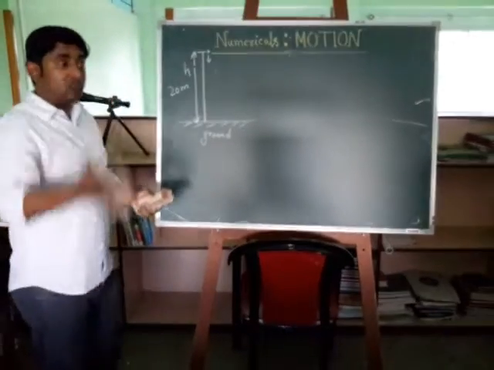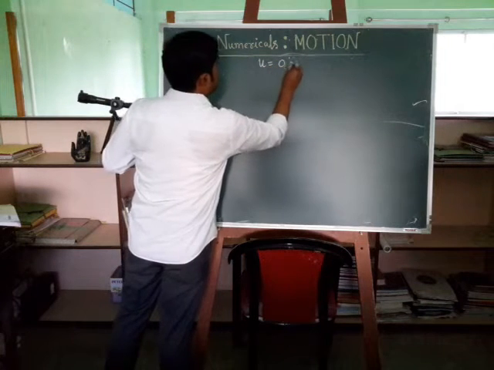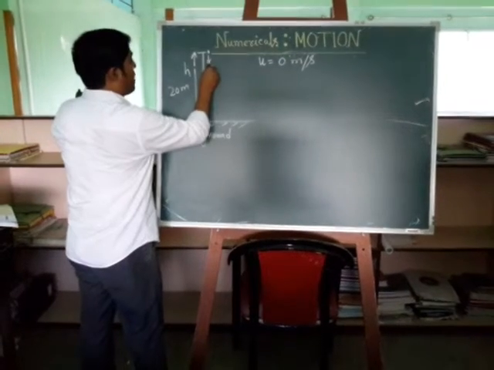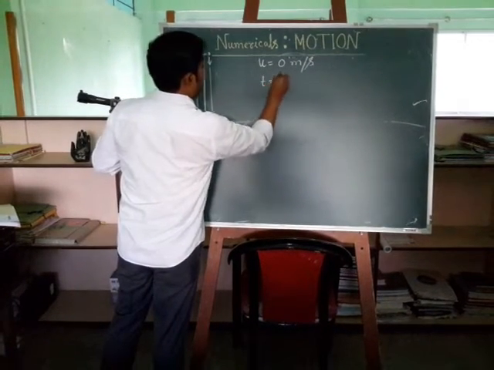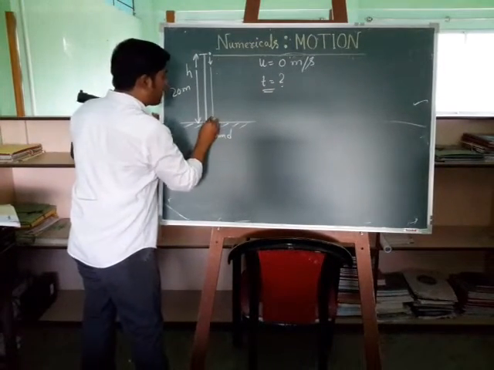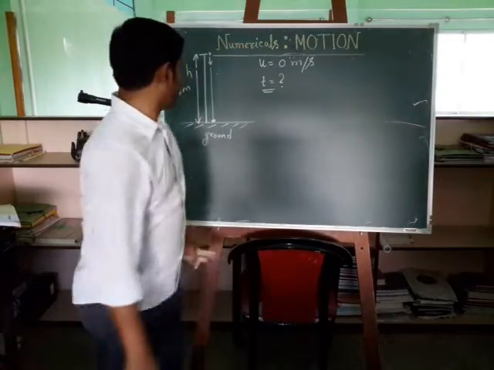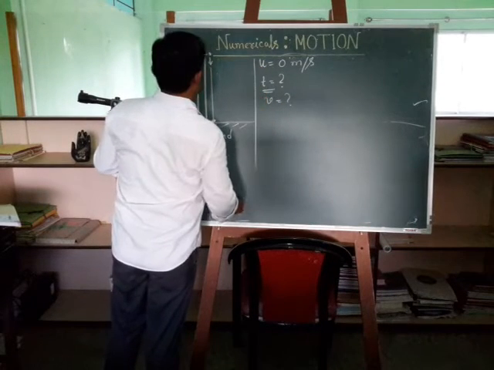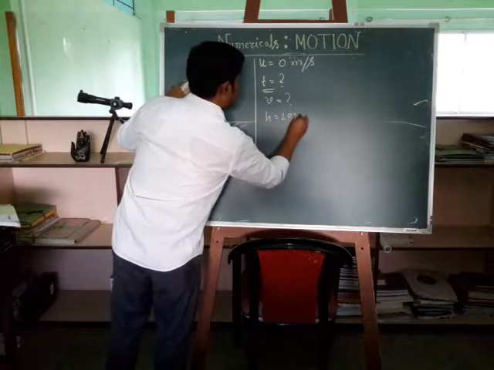It is just dropped. So initial velocity is what? 0. So initial velocity is 0 meter per second. Question is, how long will it take to reach the ground? And what would be the final velocity of this particle just before it touches the ground? So what is the final velocity? And what else is given? Height h is given to us, 20 meters.